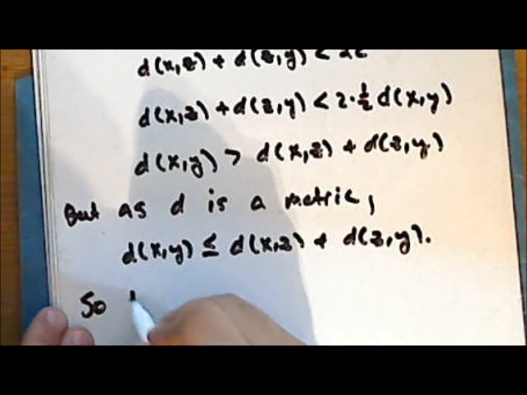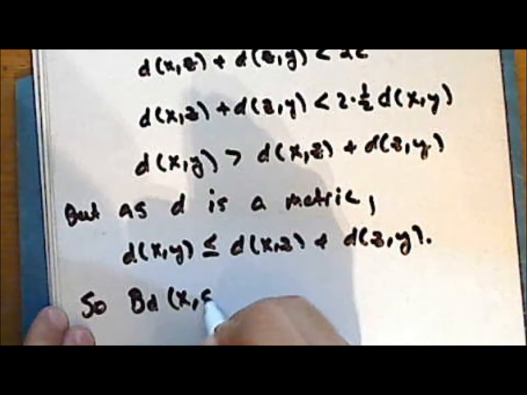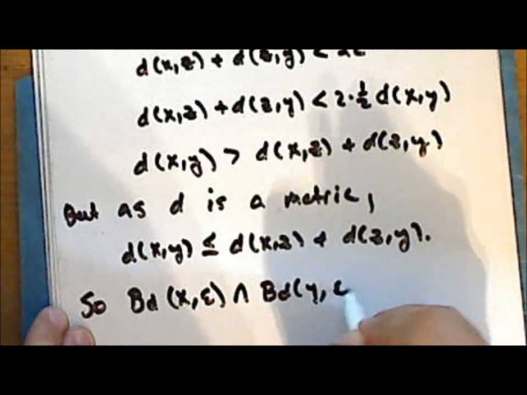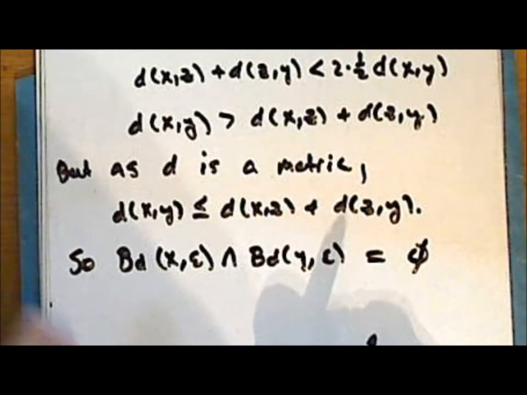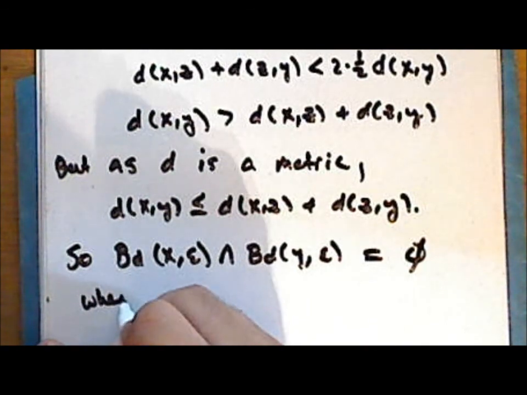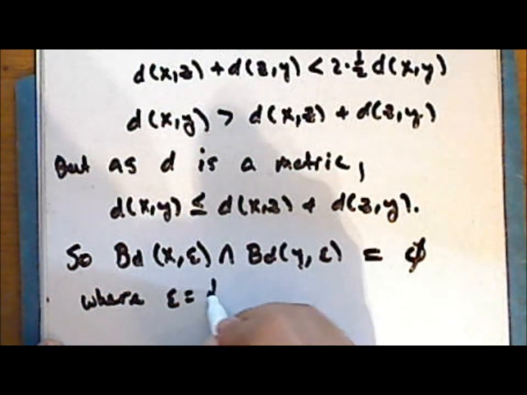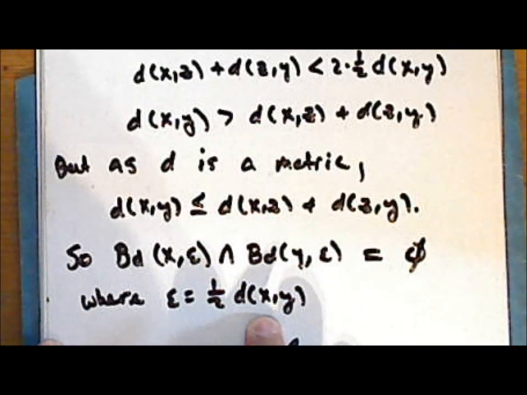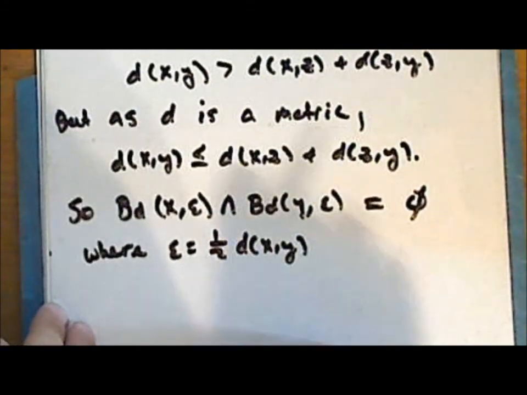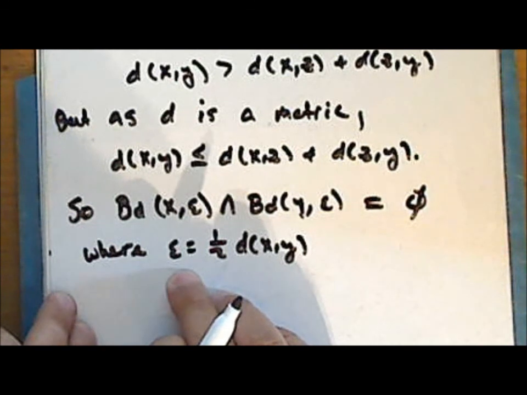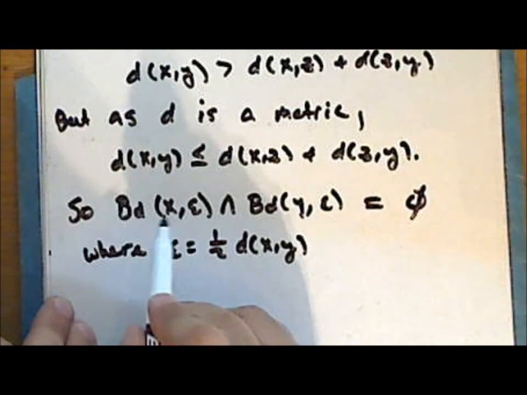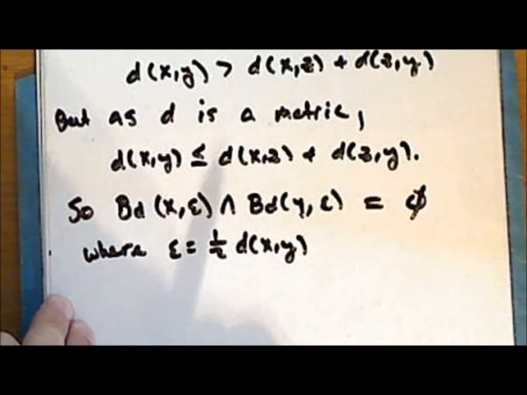And so the intersection of the open ball centered at x with radius epsilon with the open ball centered at y with radius epsilon is empty. And again, this was for the choice of epsilon being 1/2 the distance from x to y. And as this is a non-zero number, half of that is a non-zero number, and so this is a valid choice for epsilon. And for this choice, there exist open neighborhoods containing the points x and y respectively, such that the intersection of those neighborhoods is empty.